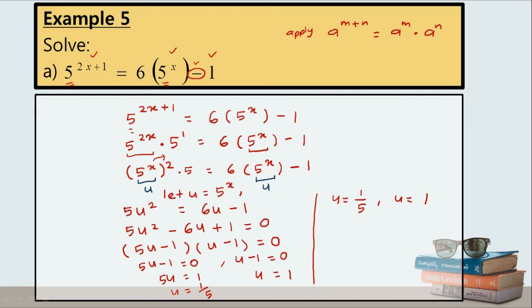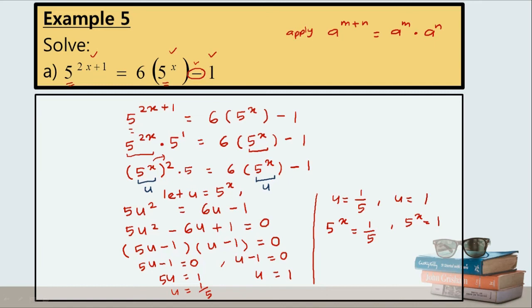Okay, just now we let u equal to 5 to the power of x. So, u equal to 1 over 5. That means we have 5 to the power of x equal to 1 over 5. And this one, 5 to the power of x equal to 1.